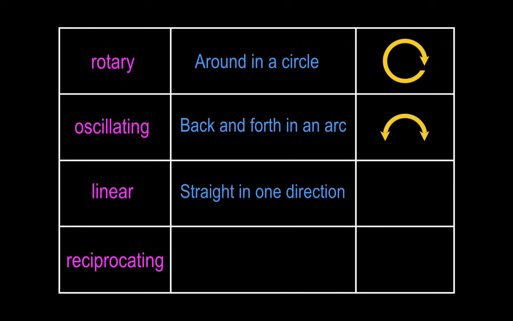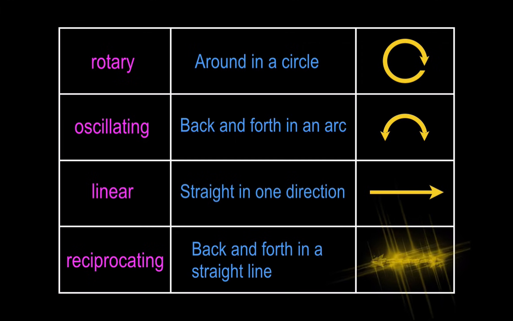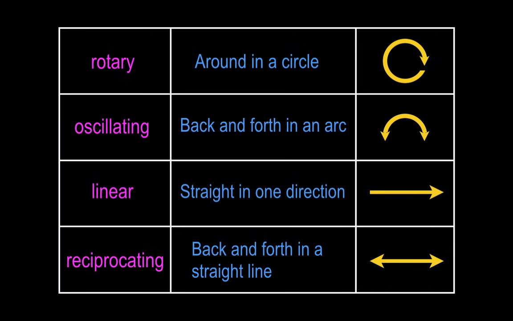Linear is a straight line in just one direction. You're not going to find too many linear types of mechanisms. Usually they're reciprocating, because what reciprocating means is it basically goes back and forth in a straight line. So it does go out, but it's going to come back again, and back and forth and back and forth. There are some products we've designed as people that actually do all 4 types of these.